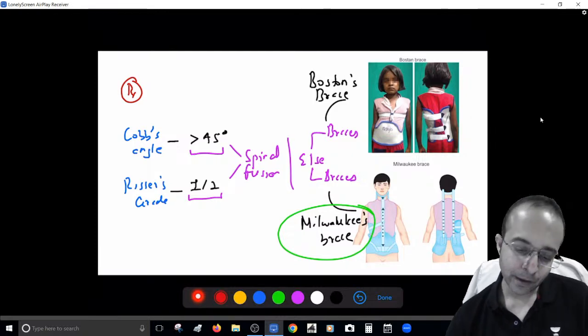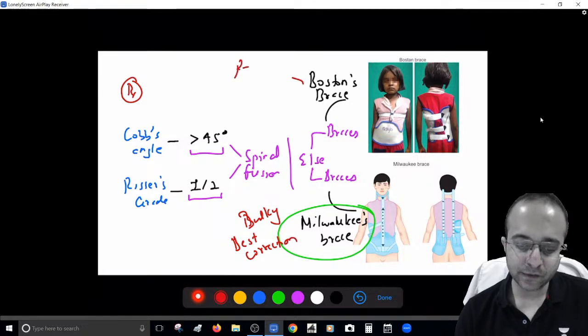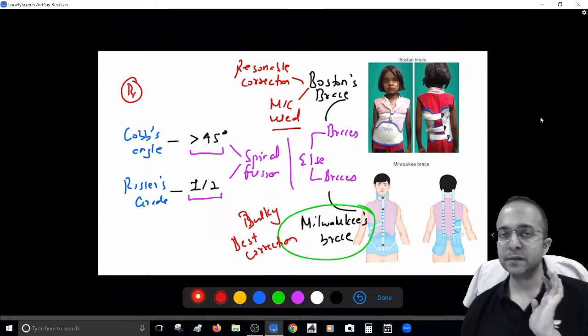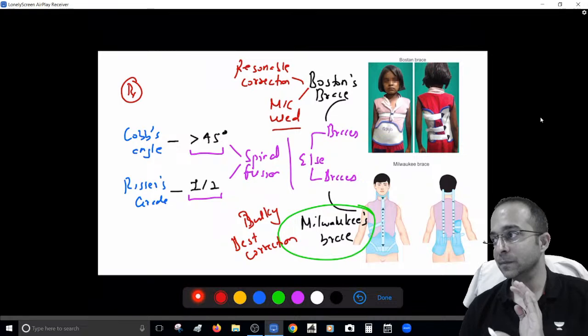Milwaukee brace is a very bulky brace and it gives you the best correction. Boston's brace gives you a reasonable correction, but it is a very comfortable brace. So the most commonly used brace tends to be the Boston brace. So are you guys clear even with the brace-bearing scoliosis?